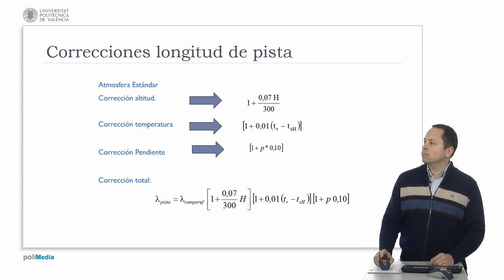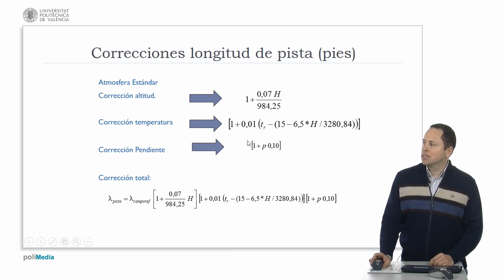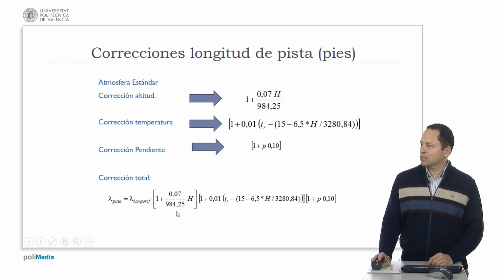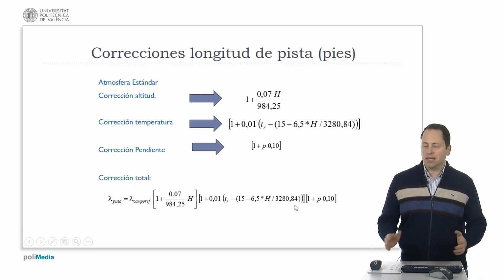Well, first we are going to see the formulas. Here you have them in meters, a 7% for every 300 meters, a 1% for every degree. Here the formula of the ISA atmosphere is not incorporated, and a 10% for every 1% of slope. This has to go in so many percent. If it does not go in percent, we will have to multiply this formula by 100. Here we have the formula, and we have the same formula in feet, and already with the formula of the ISA atmosphere. If you want to use this formula with meters instead of 984, it will be 300, and instead of 3,280 it will be 1,000, and that's it.